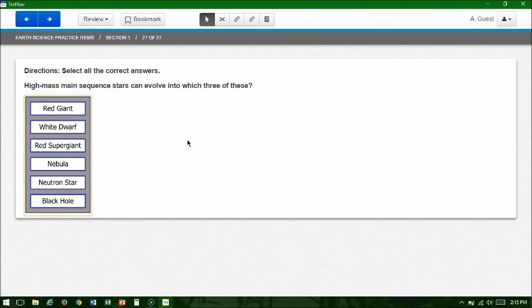Number 27. Select all the correct answers. High mass main sequence stars can evolve into which three of these? Now, a normal star, the average star, will eventually in its lifetime turn into a red giant and eventually a white dwarf. But for these massive stars, they will turn into a red supergiant at some point in their lifetime, and then after a supernova event, you can get either a neutron star or a black hole. So those are the correct three answers.